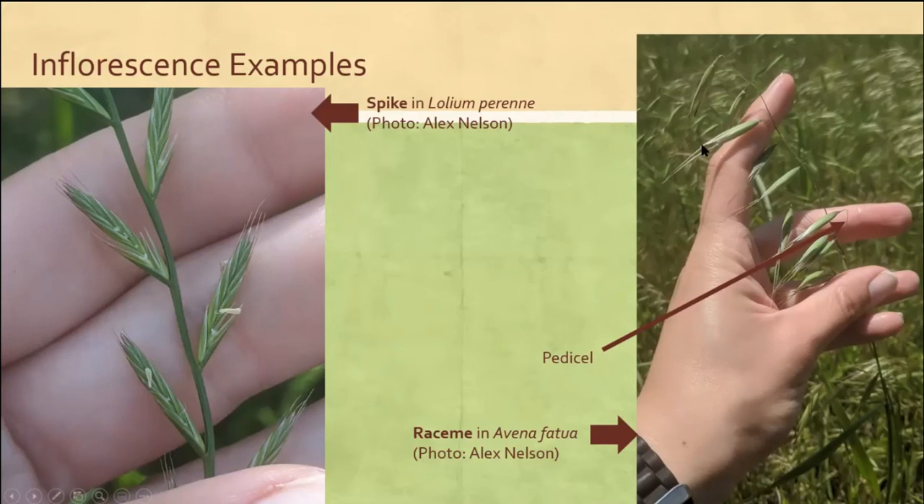And then on the right, we have wild oats. This is Avena fatua. And you'll see that the spikelets are on these tiny little, these dainty pedicels that come off of the main stem. So this is our raceme, because we have these little stalks beneath the spikelets that attach it to the main stem.